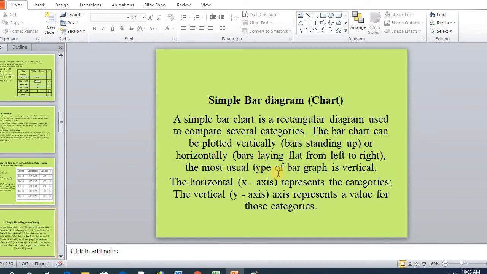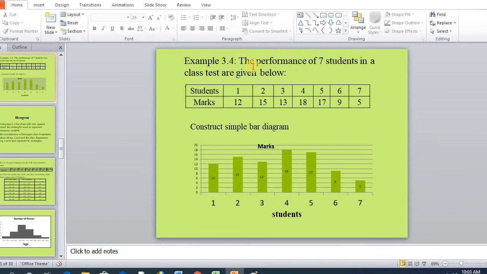The most usual type of bar chart is vertical. The horizontal axis represents the category and the vertical axis represents the value of those categories. We can explain this with a simple example. Suppose the performance of 7 students in a class test is given below. These are the students, and these are the marks obtained by the concerned students.